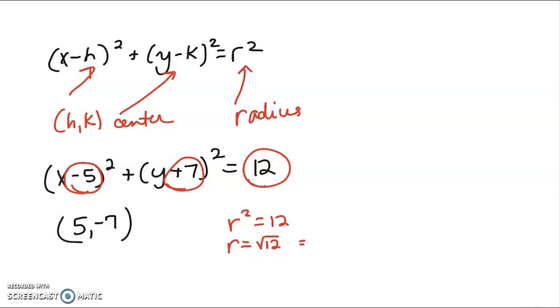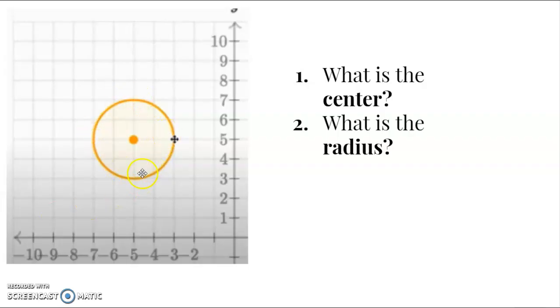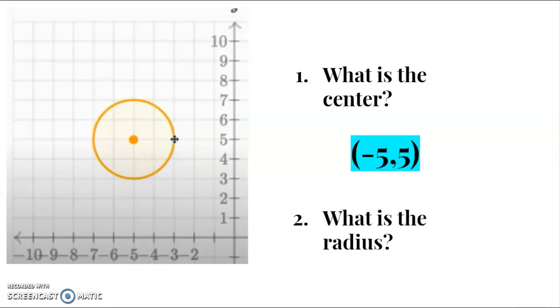Now let's make an equation of a circle together. If I gave you this circle, how would we find the equation? We would have to, 1, find the center, 2, find the radius. So what is the center? The center is negative 5, 5. What is the radius? Well, the distance from the center to the outside is 2 units. So the radius is 2.